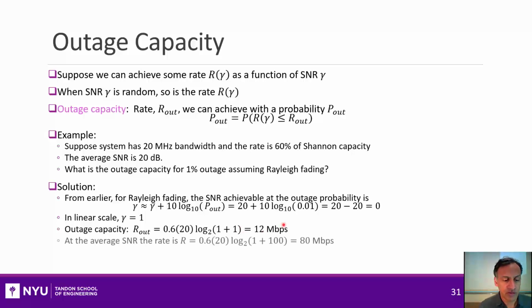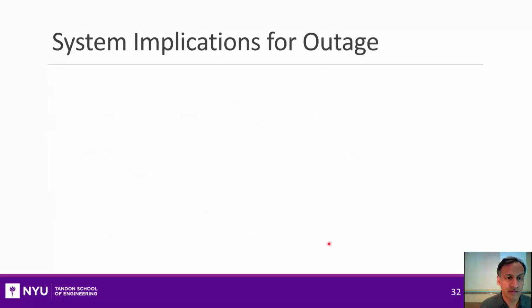Just as a comparison, if you could actually signal at the average rate, you put in the 20 dB, which in linear scale is 100, and you would have gotten 80 megabits per second. So on average, this channel has a capacity of 80 megabits per second. But just to be reliable, and not even that reliable, you have to go all the way down to 12 megabits per second. So you're getting a tiny fraction of what you could get.